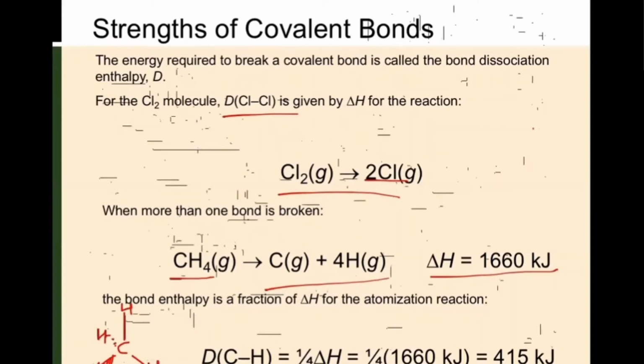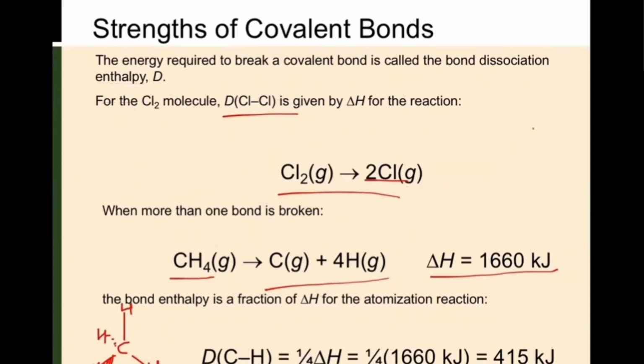And so there are 4 carbon-hydrogen bonds, which result in us having to divide our total atomization enthalpy by 4.